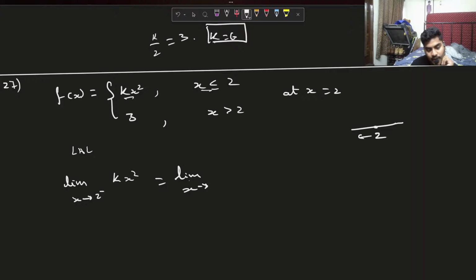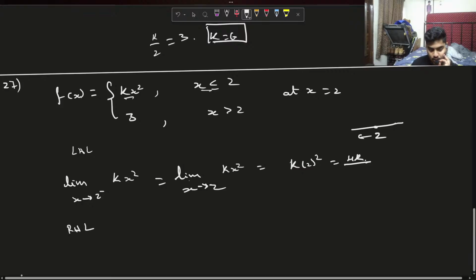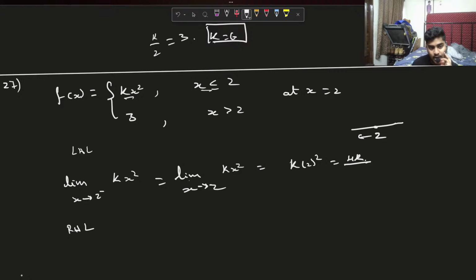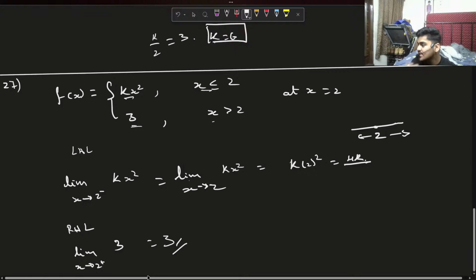Limit x tends to 2, so kx square is equal to k times 2 to the whole square, which is equal to 4k. So just note this. Done. Now RHL. Here it is 3. I'm taking 3 because I'm directly writing it. Limit x tends to 2 plus, so when it's 2 plus, here it is 3, so there is no x and you don't need to simplify, it is just 3.